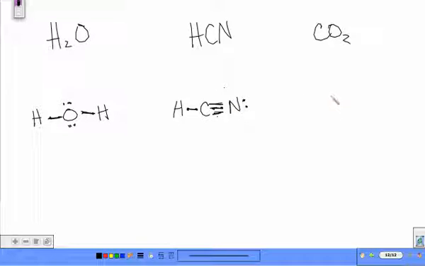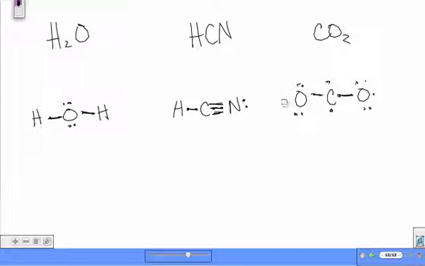And this last one, carbon dioxide. Carbon is the center, oxygen on either side. You know we have 4 here and 6 on oxygen. 4, 5, 6. So what do we need to do here? We have a bond. Double bond them both, right? To make it have an octet. Double bond, there we go.